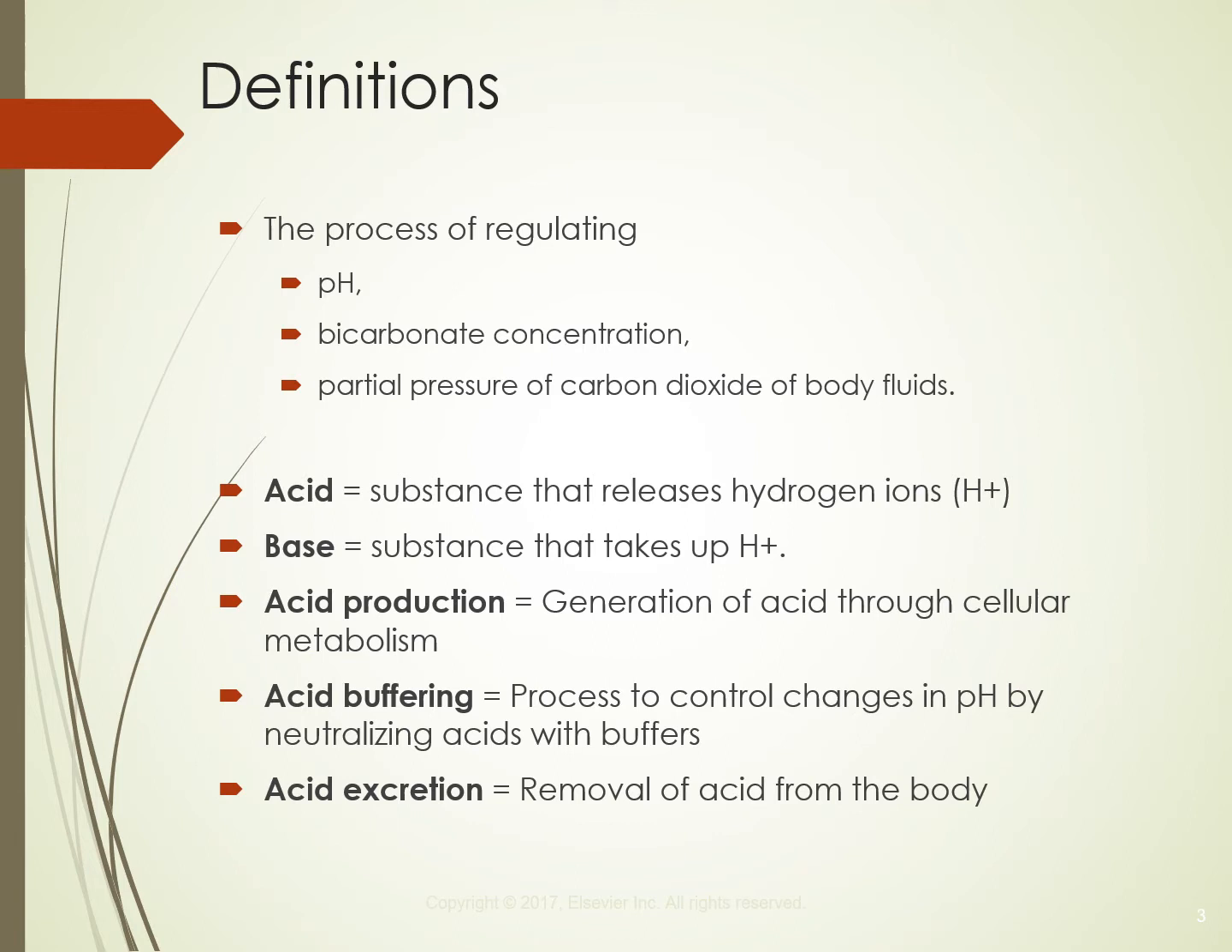Acid is a substance that releases hydrogen ions. Base is a substance that takes up hydrogen ions. Acid production is generation of acid through cellular metabolism. Acid buffering is a process to control changes in pH by neutralizing acids with buffers. Acid excretion is removal of acid from the body.